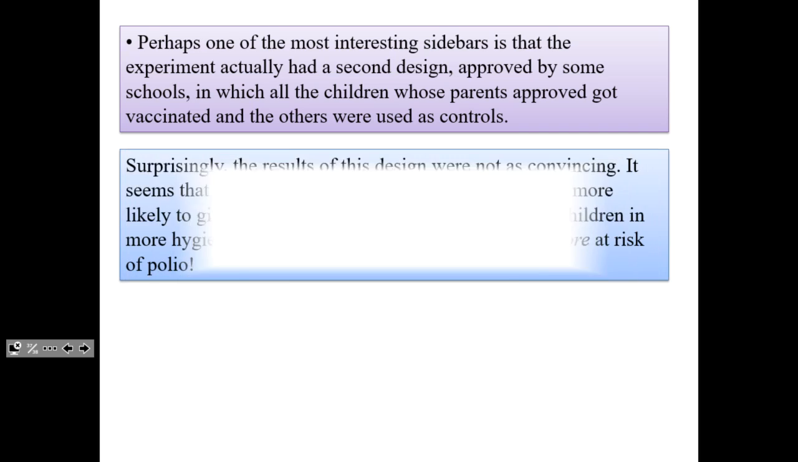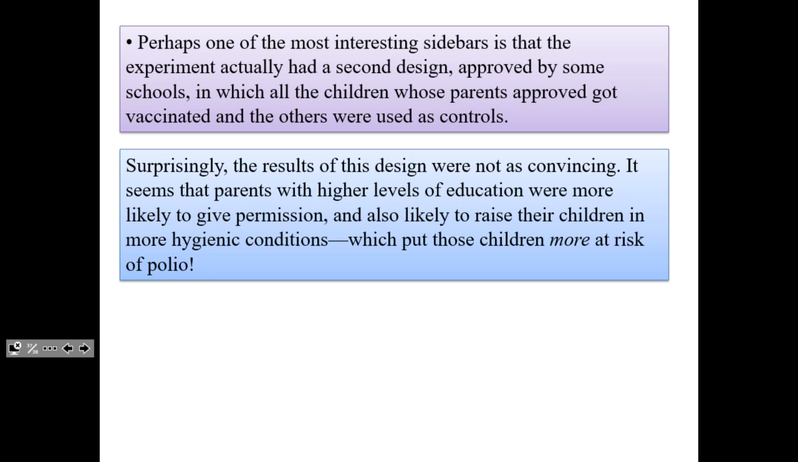Now, the interesting thing is, the result of that design was not as convincing. It looks like the parents with higher levels of education were more likely to give permission. But these parents were also more likely to raise their kids in more hygienic conditions. And that actually put their kids at more risk of polio because their immune system hadn't been built up to it by small exposures. So the fun thing is, these parents, more likely to be highly educated, were more likely to volunteer, but their kids were actually more susceptible to polio in the first place. So that experimental design was not as convincing as one that used randomization, random assignment.